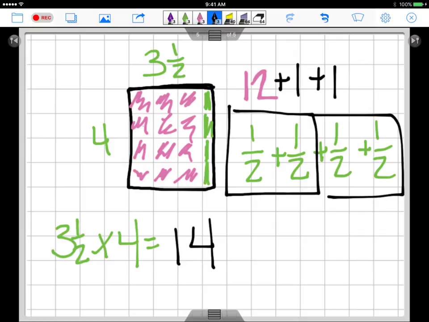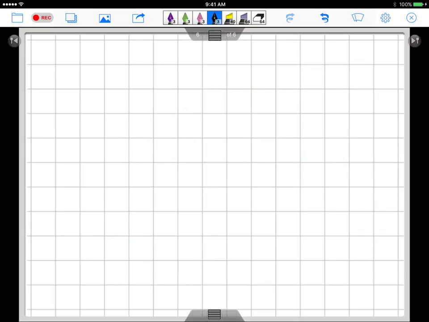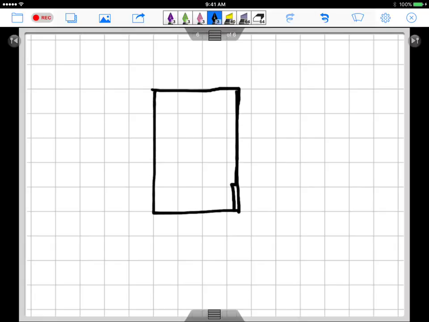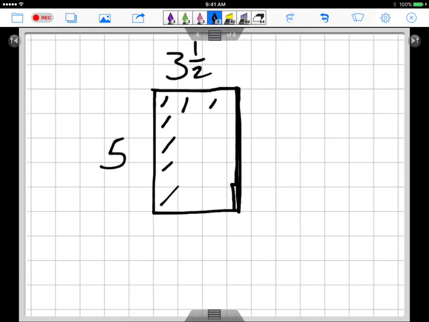Let's look at one a little bit different. Okay. There we go. We're going to act like this is perfect. Perfectly half. So we have 1, 2, 3 and a half. Apparently I really like 3.5 tonight. And we've got 1, 2, 3, 4, 5. So this time my expression is going to be 3.5 times 5 equals something.